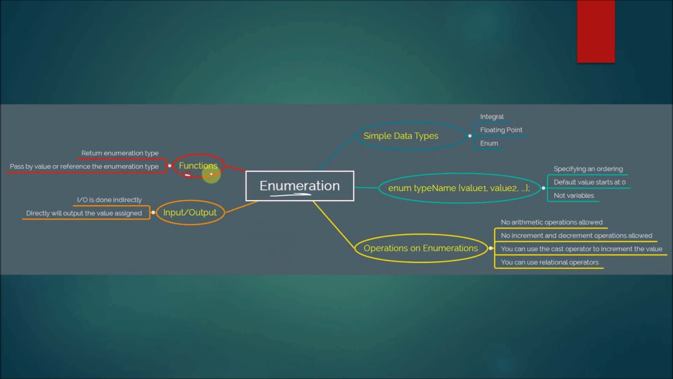Enumeration functions. When using enumerations with functions, like before with an integer, you can return the enumeration type. You can also pass by value or reference the enumeration type. Let's look at an example.